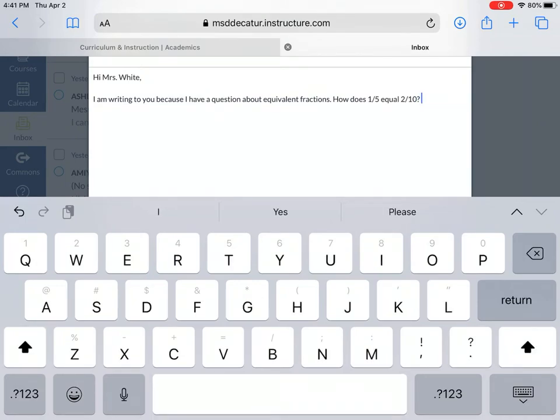Hi, Mrs. White. I am writing to you because I have a question about equivalent fractions. How does 1/5 equal 2/10? Now, you also, before I can help you, I want to know what you've already tried. I don't want to give you some directions on something that you've already done or something that you've already tried. That would be wasting my time and yours, and we all know that Mrs. White is a time saver, not a time waster, right?